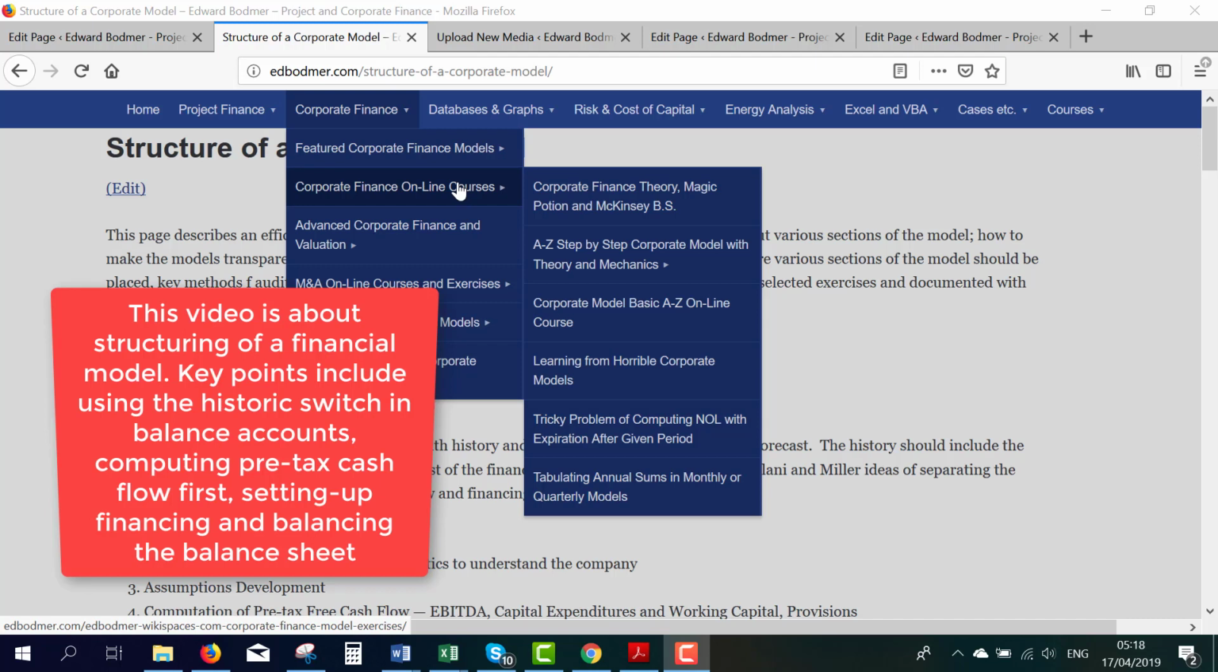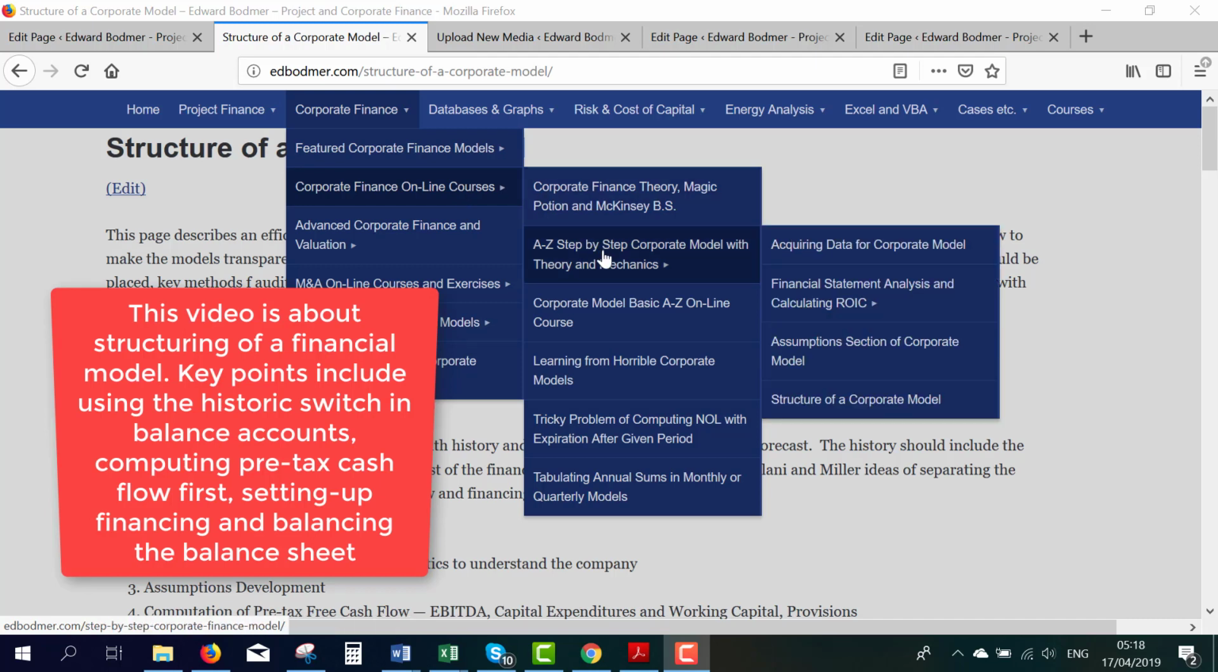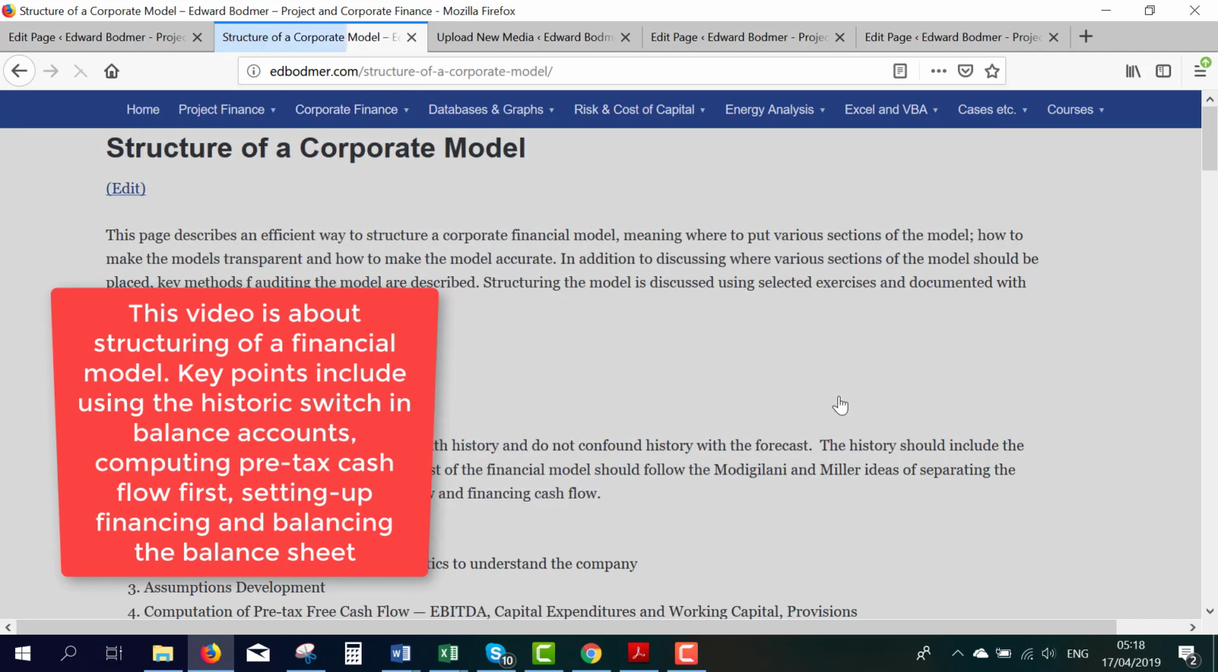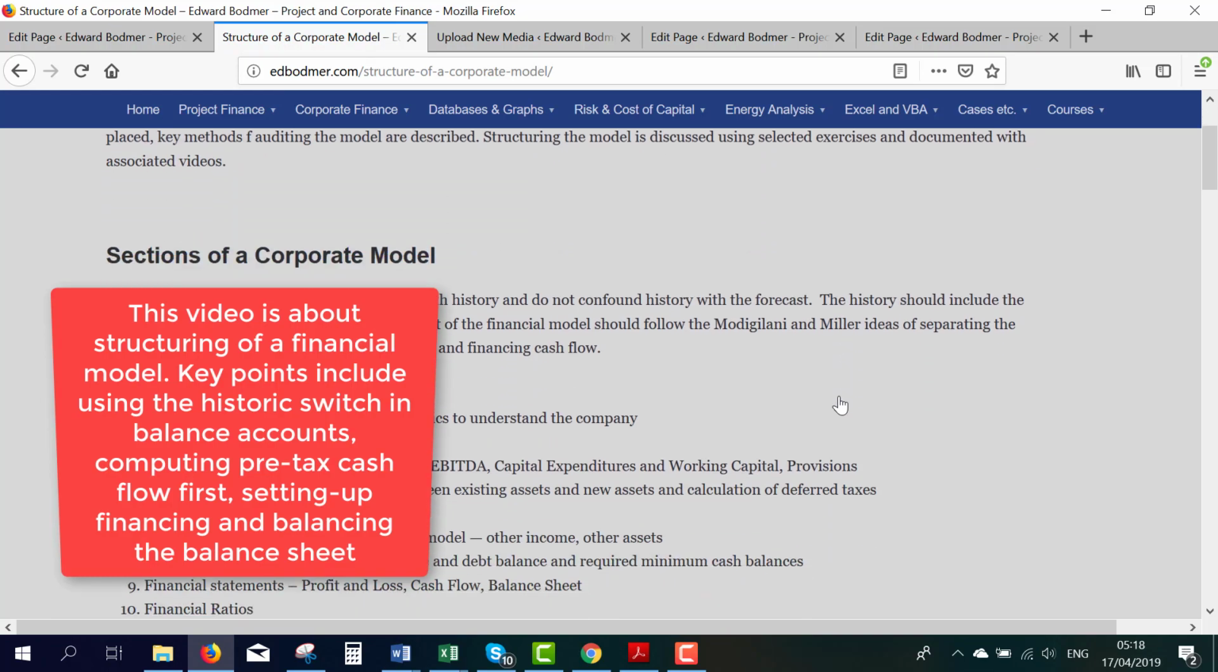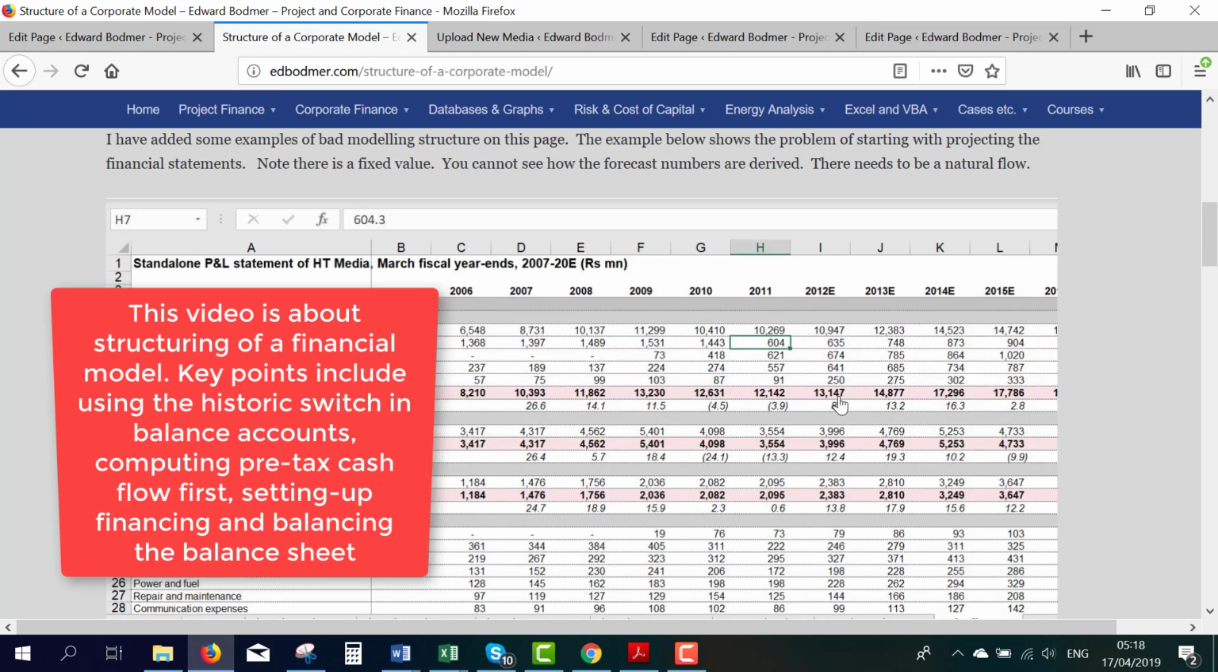I'm going to try to go through this video on structuring a corporate model fairly quickly. So I'll probably make mistakes, and I should have gone more slowly. Now, I already have put a few notes into a web page that will be revised.